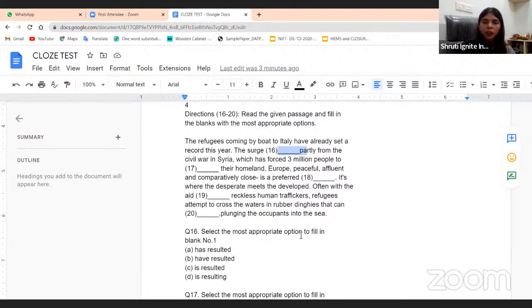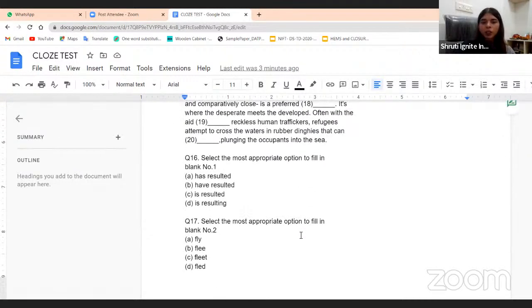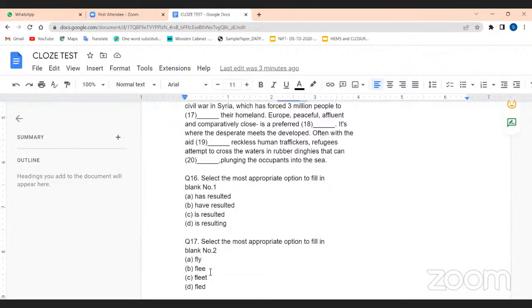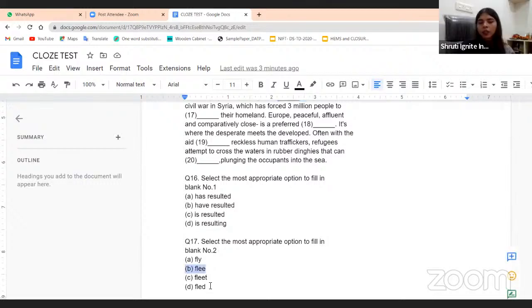Correct. Now, next one. The surge has resulted partly from civil war in Syria, which has forced 3 million people to dash their homeland. So we are talking about them leaving their homeland. So what do you think it will be? Flee. Flee is correct. There is another form of flee given over here. Fled is in the past. So we will go with flee because it is talking about how they have left it. So we'll go with option number B for 17th.